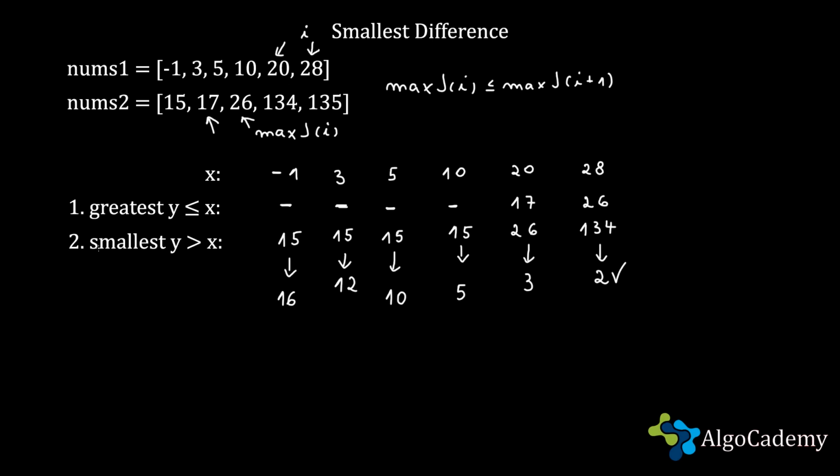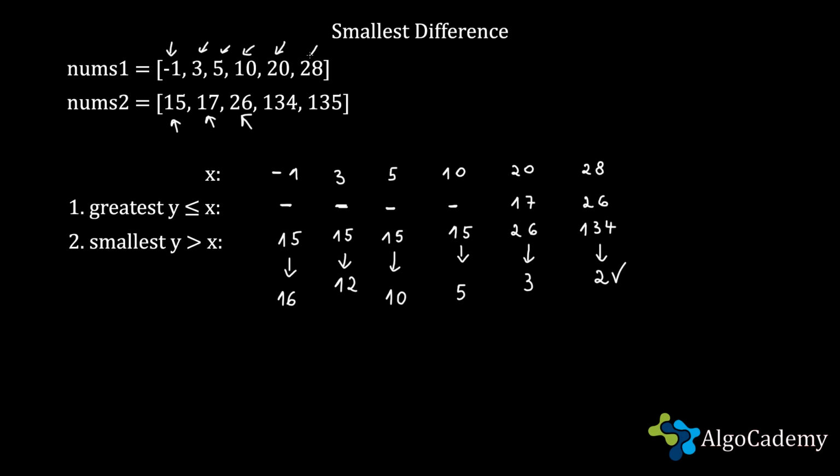Now let's see if I can also do that to find maybe the smallest y which is greater than x. For the first value, minus 1, this smallest y is 15. For 3, also 15. Also for 5, also for 10. Now, for 20, I take a look at my element, which is 15, which now is less than 20. Not good. I gotta find a greater one, so I try out the next one. 17, not good. And 26 is indeed the first element which is greater than x.